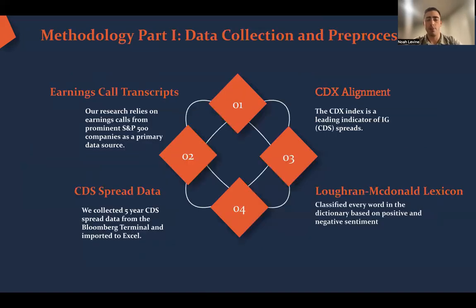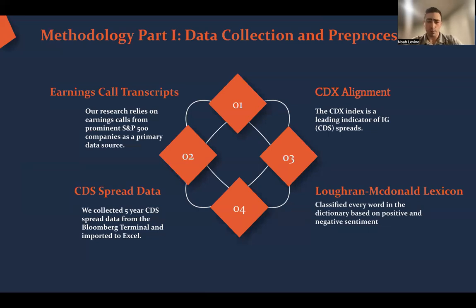So to start, I had to collect four different types of data. First was the earnings call transcripts, and this was from a GitHub repository, which I found online. It had thousands of transcripts from companies in the S&P 500 from 2017 up until 2022. And then I had to find the CDX index, which is sort of like the S&P, but for credit default swaps. And I had to create a data frame that aligned the CDX tickers with the S&P tickers found in the earnings call transcripts.